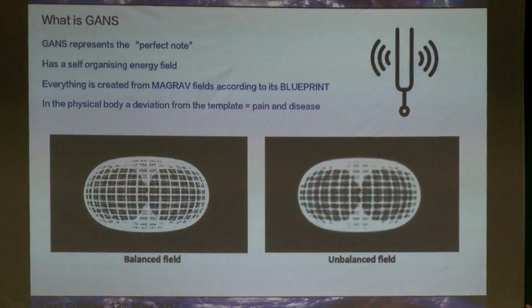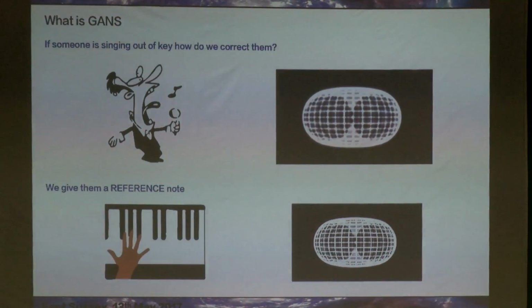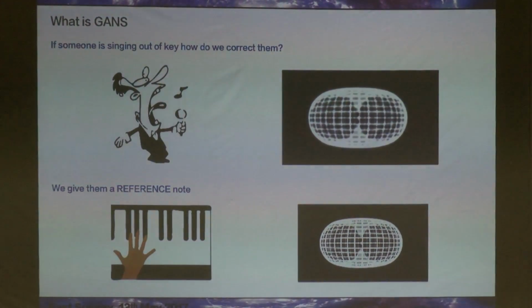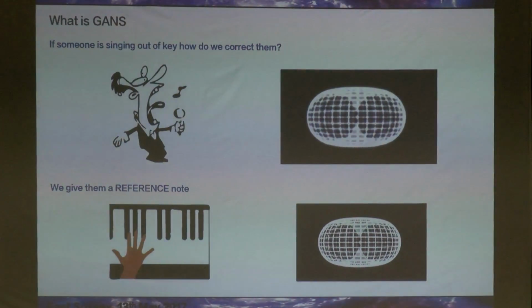So if we bring the perfect note, here we are. If our body is out of key, if our body is mostly carbon and oxygen, we need the perfect note because we're singing out of tune. So we bring the reference note, which would be the GANS. The GANS is providing the reference note for our body to know what proper carbon and oxygen are meant to be resonating at, what frequencies, and it starts to bring the out of balance into balance. Okay?